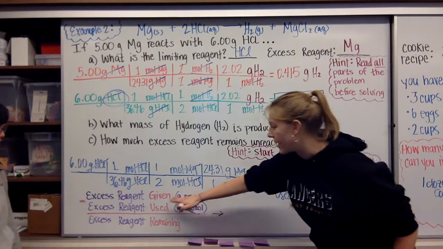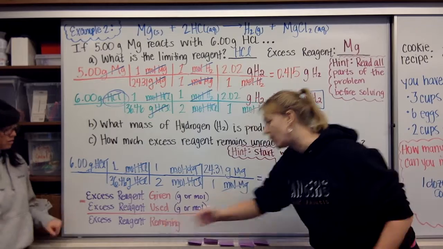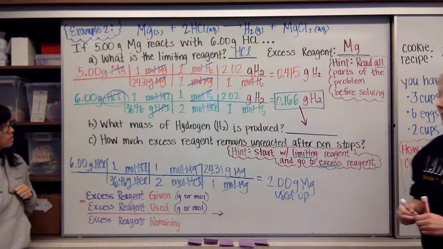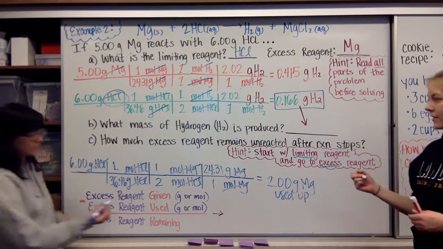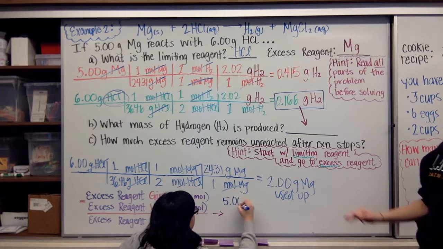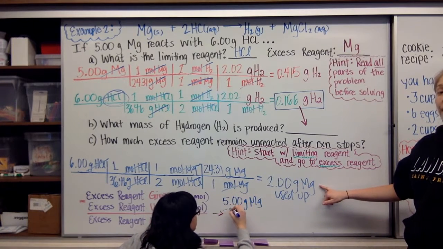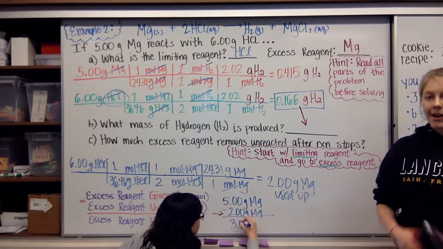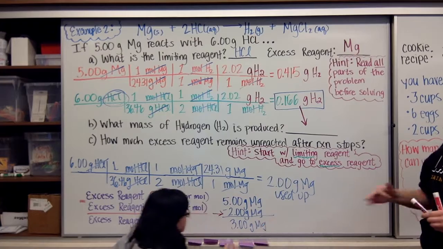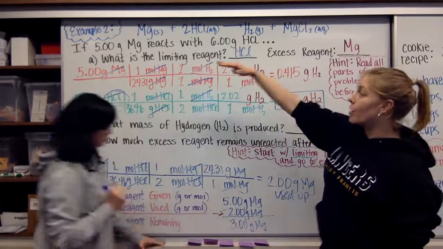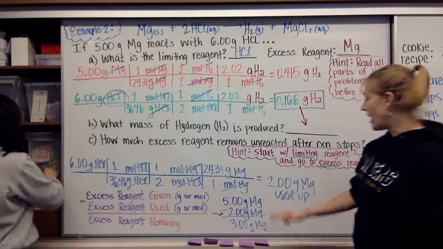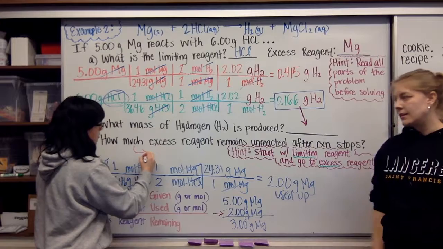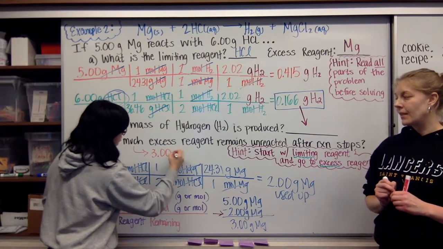All right, so now we're going to use this. Given minus used equals the remaining. We're given 5 grams. So we're going to start here, 5 grams of Mg. How much did we use up? 2 grams of Mg. So what's left? 3 grams of Mg. Notice that our beginning amount is coming from our original problem. This is what we're starting with. We calculated the used up amount through dimensional analysis. And we subtract to find what's left.